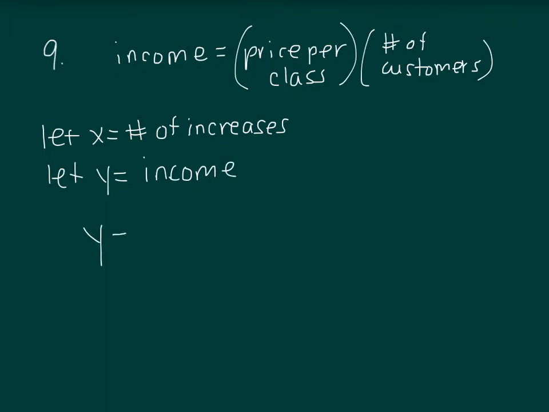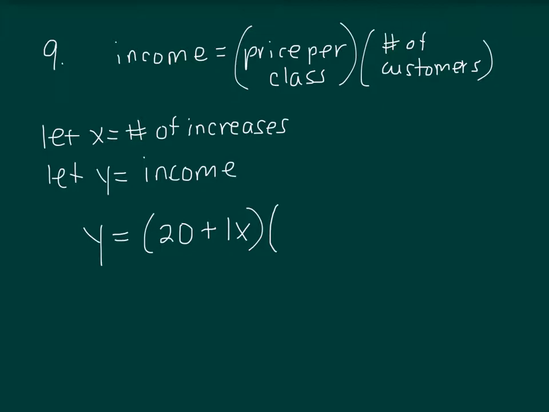So we're going to say y is equal to, now our price per class. Right now it's $20. If I'm going to increase it by $1 increments, I'm going to add $1 per increase. So the number of increases times $1, added to the price, will be the total price of the class. Like if I increase it 5 times, that'll be a $5 increase, so $25 per class. And I'm going to multiply that by my number of customers.